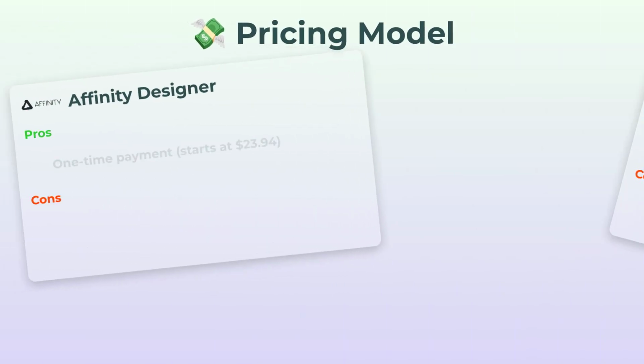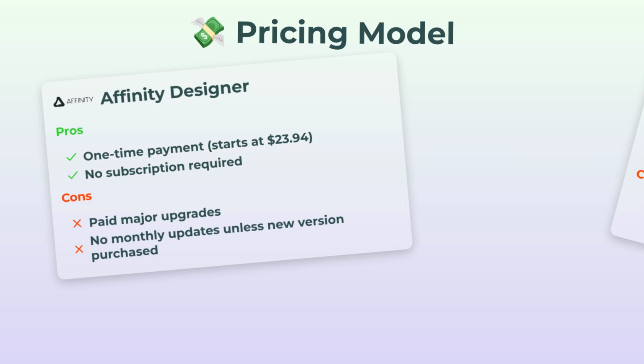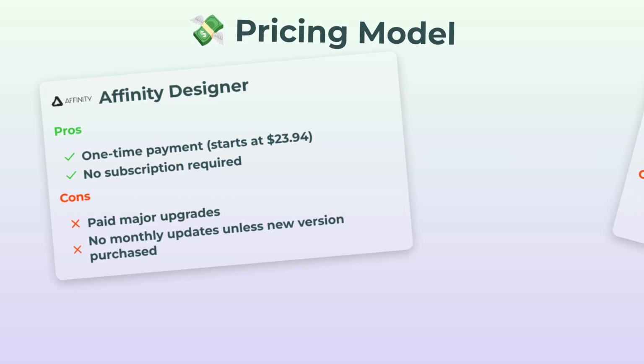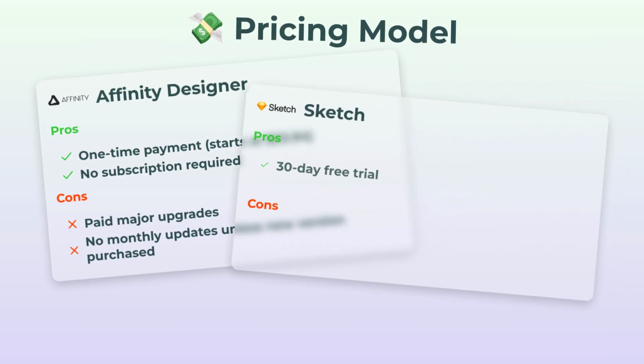First up, pricing model. Okay, starting with Affinity Designer. The big thing, and you know what? I love this. It's a one-time payment. You literally pay once, starting at just under $24, and that's it. No subscriptions, no monthly reminders. There are paid upgrades, which, to be fair, you'll hit when they drop major new versions, but for the most part, you buy it and it's yours.